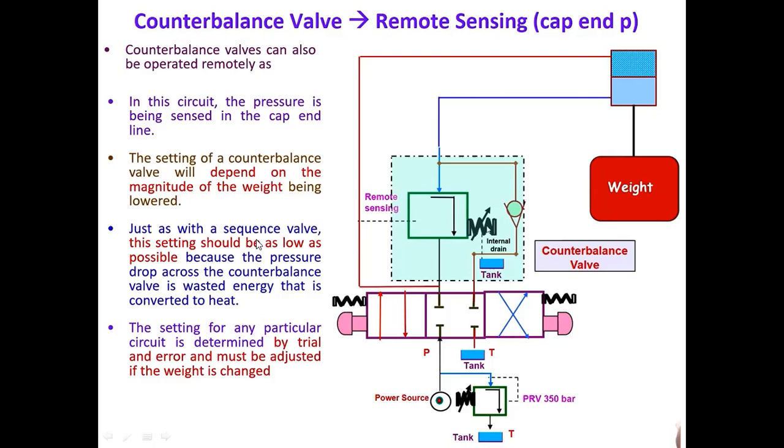Just like a sequence valve, this setting should be as low as possible, because the pressure drop across the counterbalance valve is wasted energy that is converted into heat. So the setting for any particular circuit is determined by trial and error and must be adjusted if the weight is changed.